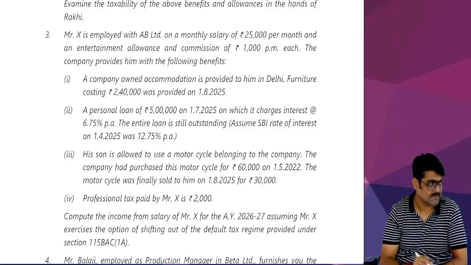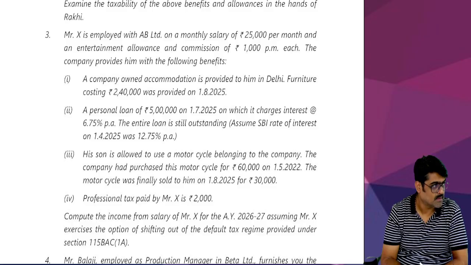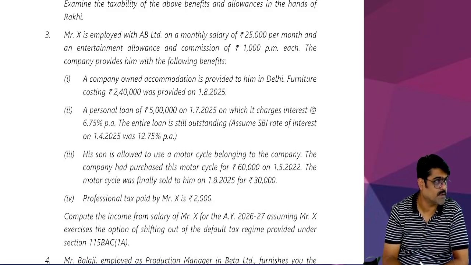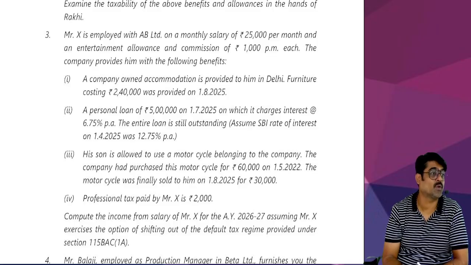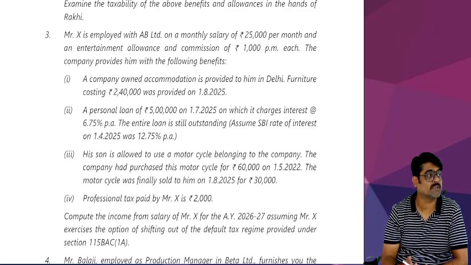50% HRA we are doing, or accommodation. Accommodation perquisite. Accommodation is provided in a city where the population is more than 40 lakhs. So for that accommodation, how much value will be taxable? And why are we checking the population?